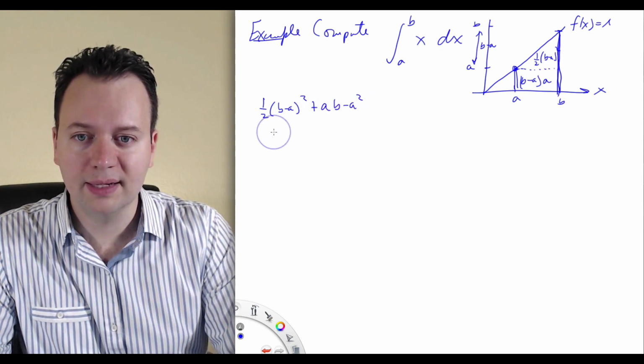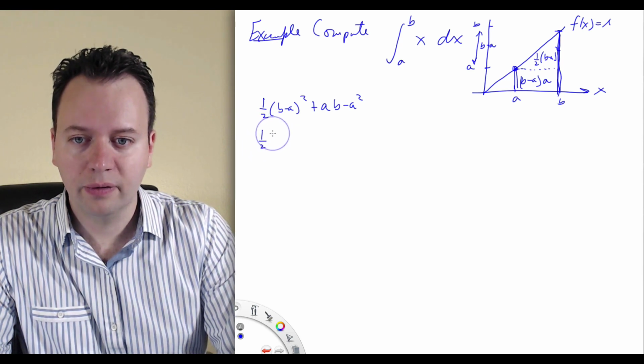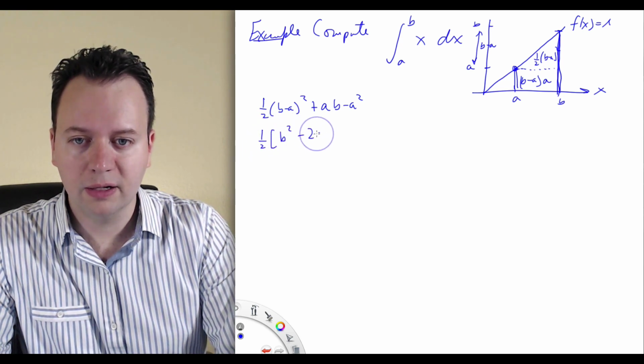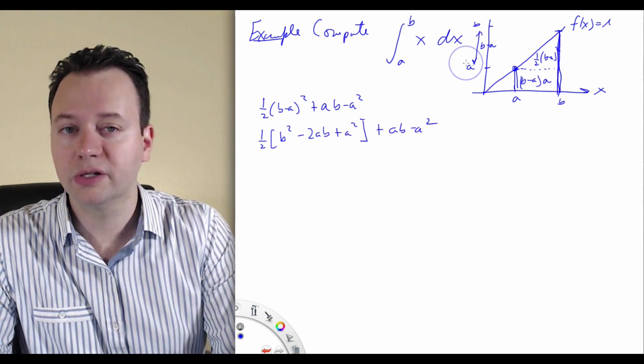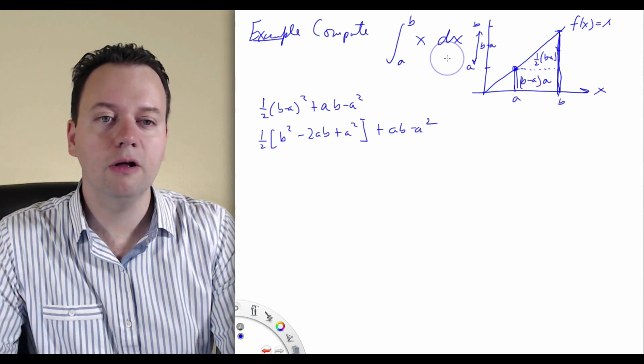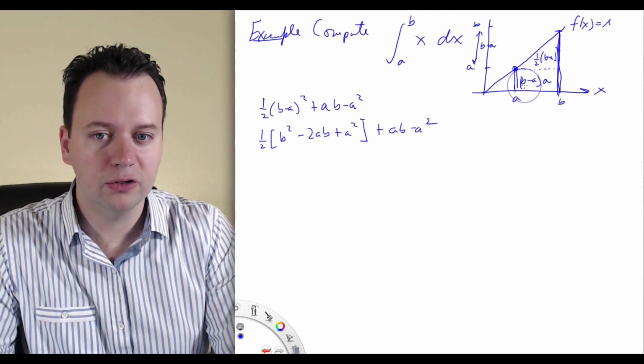If we expand this out, we get 1/2 (b squared minus 2ab plus a squared), and then plus ab minus a squared. So this isn't using any of the technology we have developed. This is just seeing what the area of this trapezoid is.